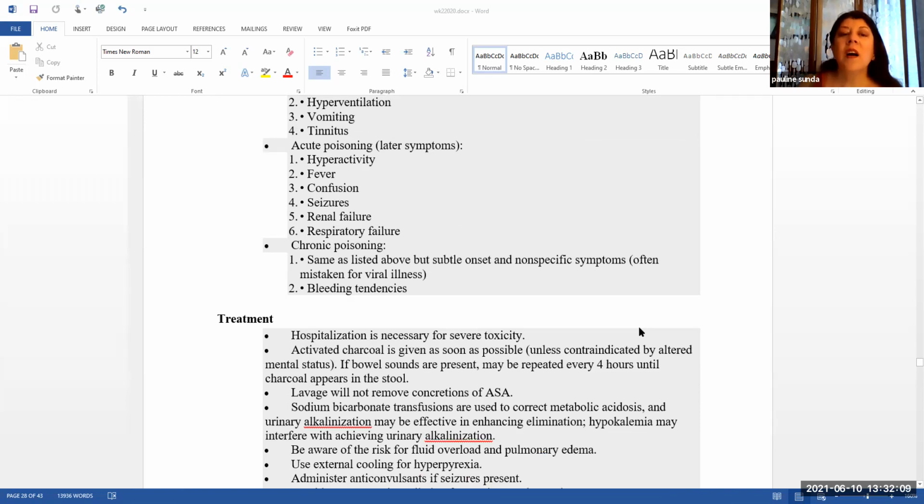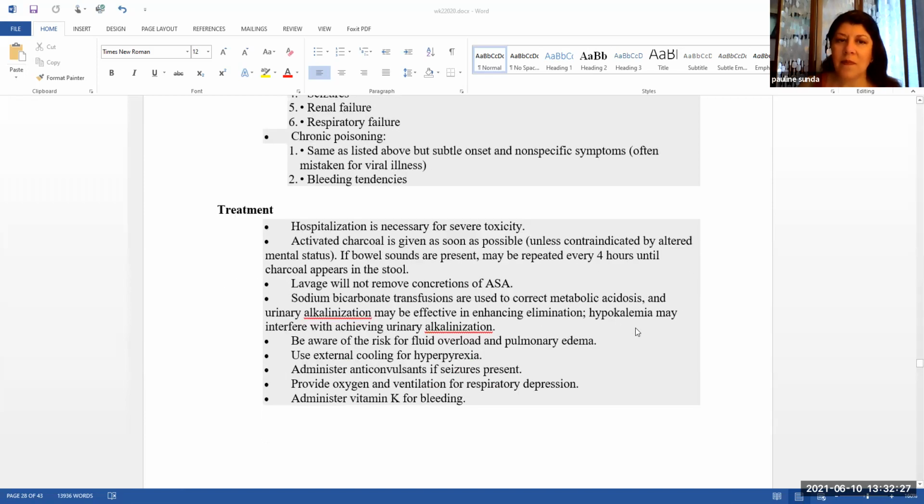Chronic poisoning, they have the same signs and symptoms listed above, but they have a little bit more subtle onset and they're a little bit more non-specific. Often they can be mistaken for a viral illness, but also for chronic poisoning, you will see bleeding tendencies.